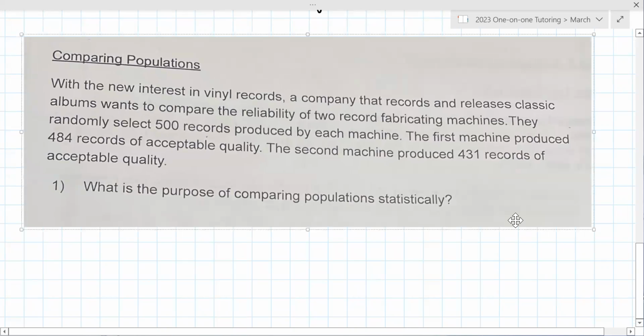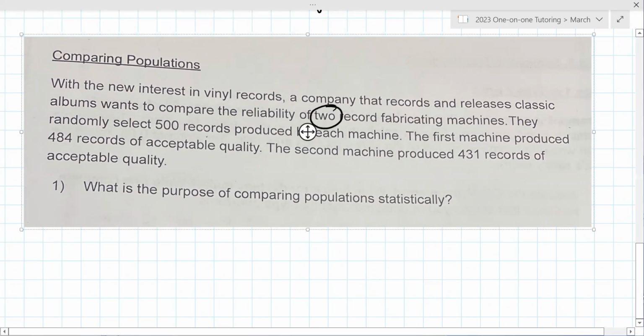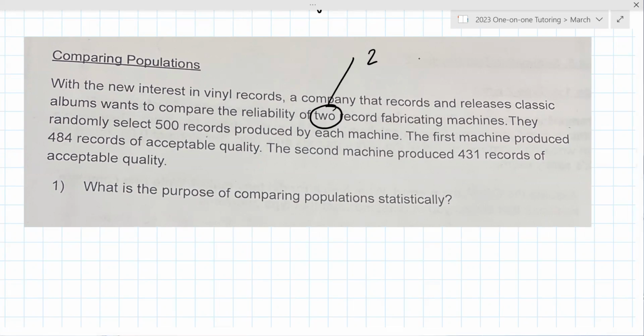Okay. With the new interest in vinyl records, a company that records and releases classic albums wants to compare the reliability of 2 record fabricating machines. So when you see the word 2, that means it's a 2 something, like 2 sample, 2 proportion. That's a keyword there. Very, very important. They randomly select 500 records produced by each machine. The first machine produced 484 records of acceptable quality. The second machine produced 431 records of acceptable quality.